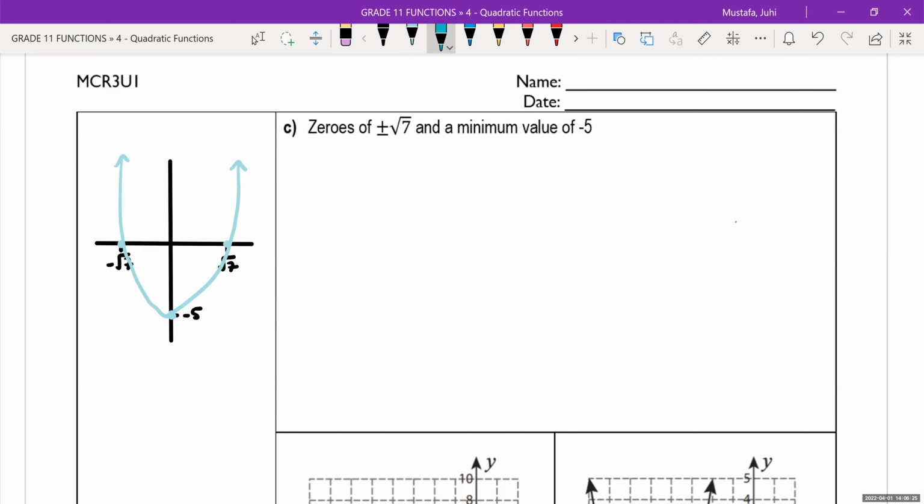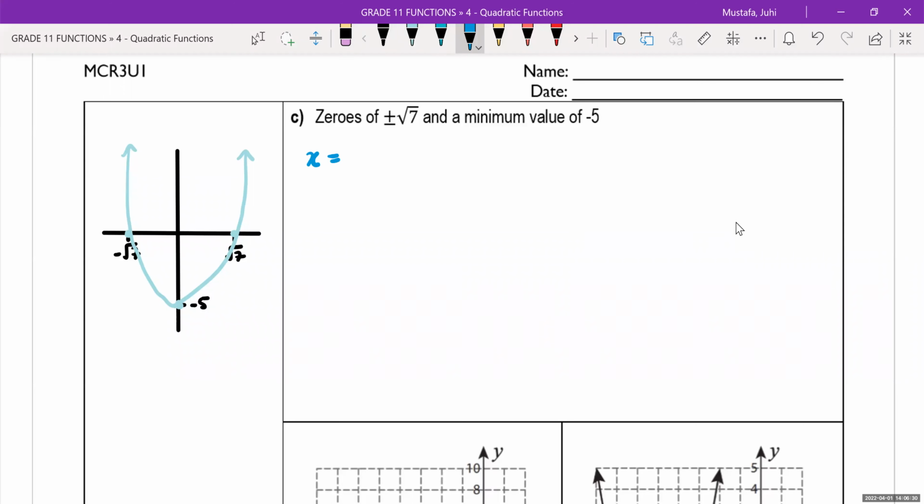Okay, let's write down all the information that we've just been told. One of our x values is positive root 7. The other x value is negative root 7.